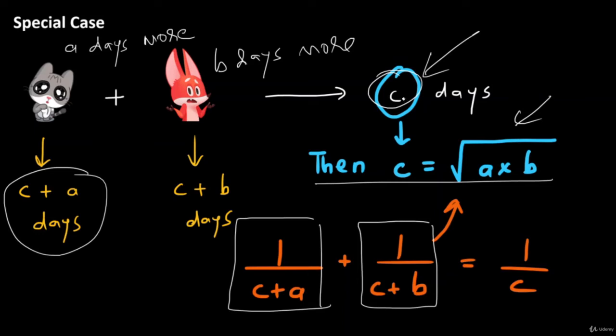So together in 1 day they will complete 1 by C of the work. Therefore 1 by C plus A plus 1 by C plus B is equal to 1 by C, and on solving this we get that C is equal to root of A into B. Now let's do a question which is based on this interesting concept.